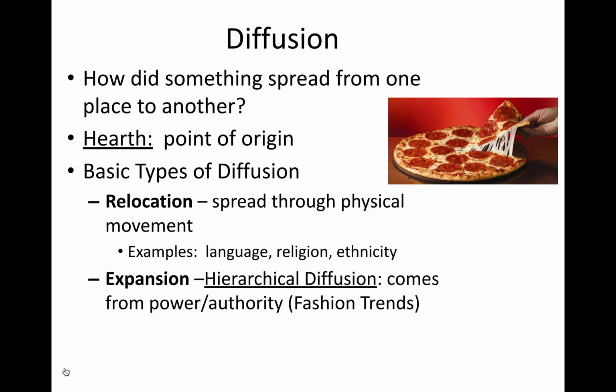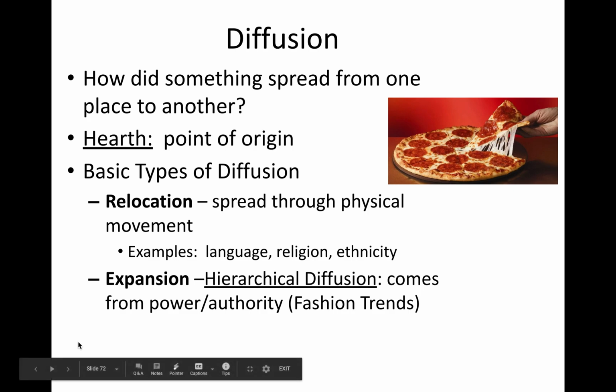The first expansion diffusion is hierarchical diffusion. The hierarchical diffusion comes from a person of power, like a president or a high political figure, or it can be authority. It can also be a celebrity with fashion trends. It has to come from someone with powerful influence. Those are hierarchical expansion diffusions.